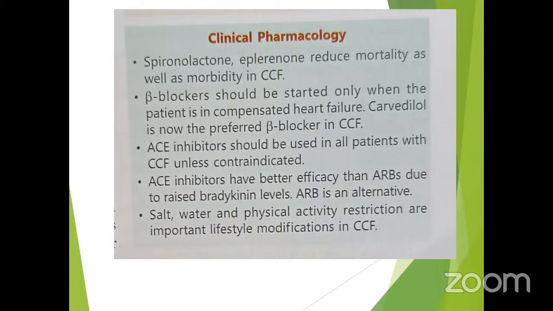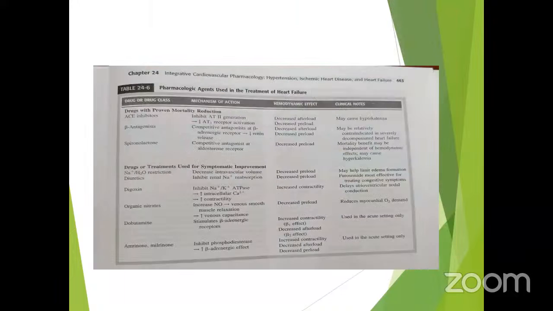The ACE inhibitors in heart failure have better efficacy due to raised bradykinin levels. ARBs are an alternative. Salt, water, and physical activity restriction are important lifestyle modifications in CCF. This is again one more slide where we have pharmacological actions in the treatment of heart failure. For example, ACE inhibitors inhibit angiotensin 2 generation, decrease AT1 activity, decrease afterload and preload, and may cause hyperkalemia.